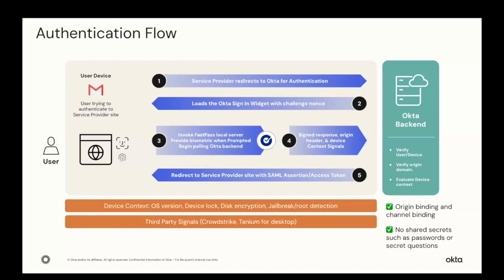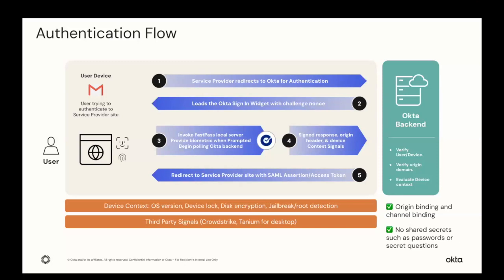FastPass will initiate the authentication request and begin polling the Okta backend for data. FastPass is going to prompt the user for biometrics. It will take the nonce that was sent by Okta in the previous step and build a response payload back. In that payload, FastPass is going to include the origin domain from the originating request and the device posture signals from the device itself. It's going to sign this response with the private key and send it to Okta. Now, the origin domain being included here is an important part of this because this is what helps Okta detect adversaries in the middle during phishing attacks.